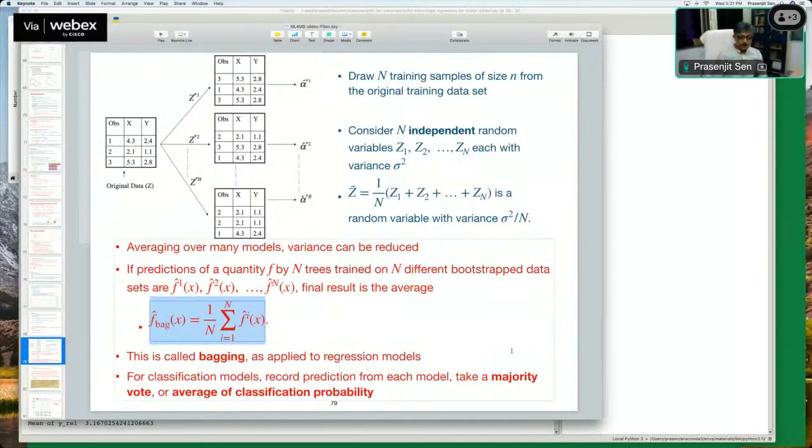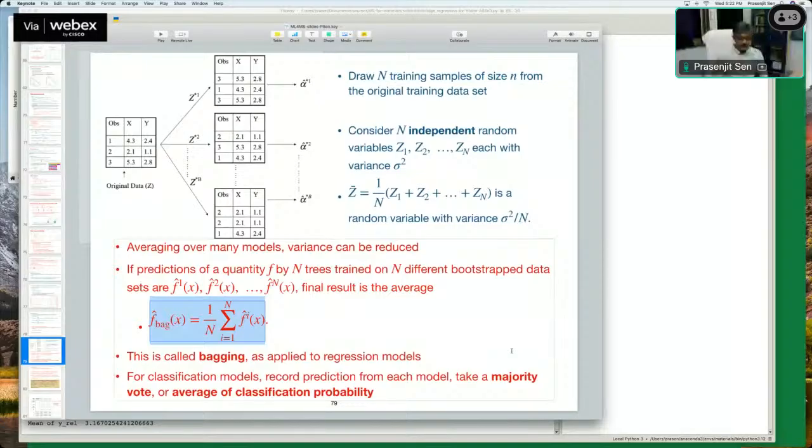For a regression model, I can make predictions from the n models and take a simple average. That's my final prediction. But what do we do for a classification model, where the outcome is qualitative, not a quantitative measure? There are various ways one can handle this. One can take a majority vote. Suppose you have two classes and n models, and you see what the majority of the models say. If they say class 1, you put your test sample in class 1. If the majority say class 2, you put it in class 2. That's one way of doing it.